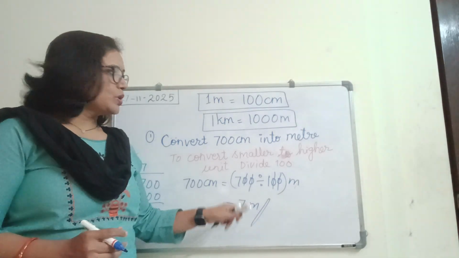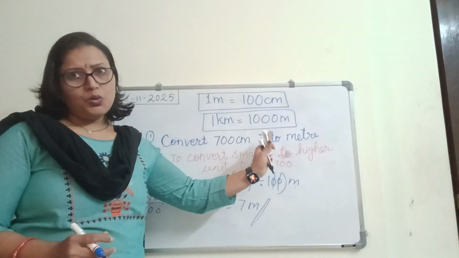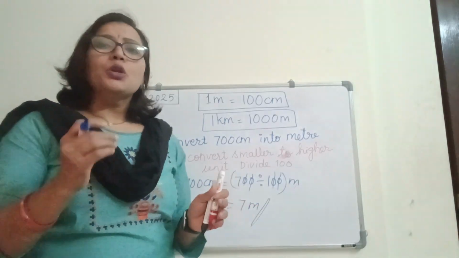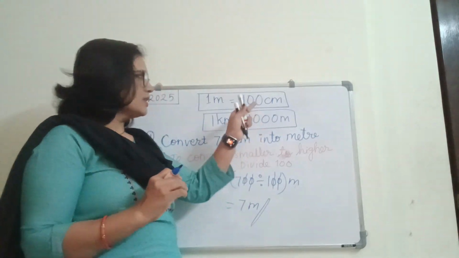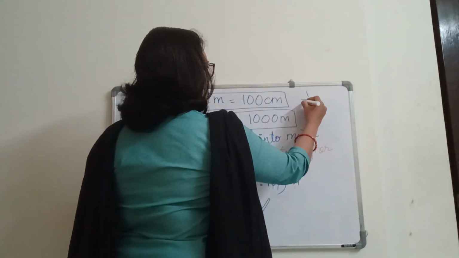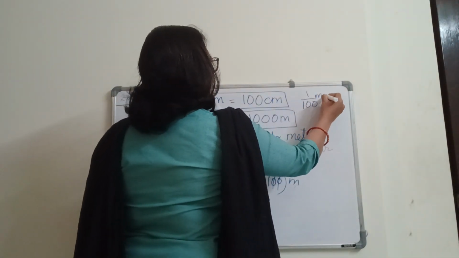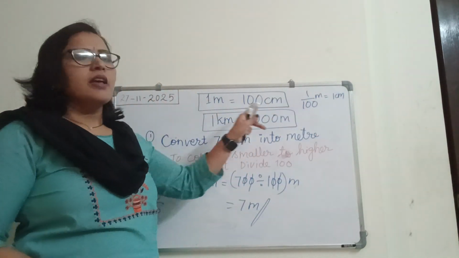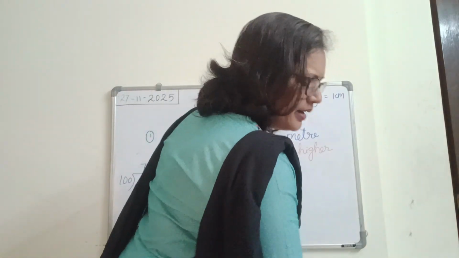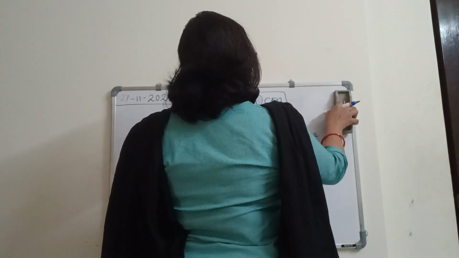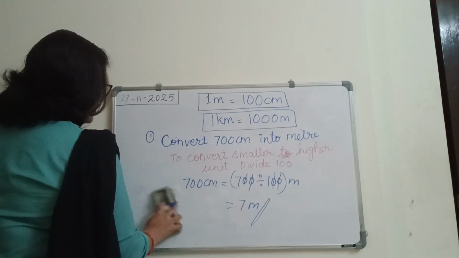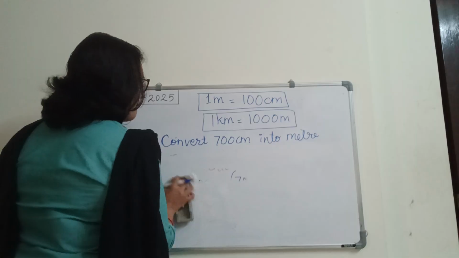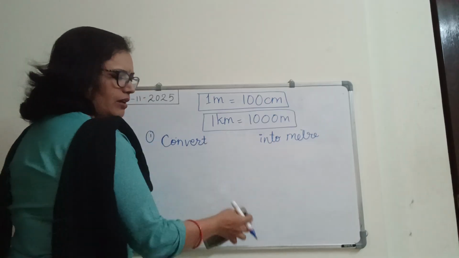So, understood how to convert centimeter into meter. Whenever centimeters are given and they ask you to convert into meter, you have to divide by 100, because 1 centimeter equals 1 divided by 100 meter. That is why we have to divide by 100. Now let's do one more example here to get more ideas how to solve this. Again, one more sum.